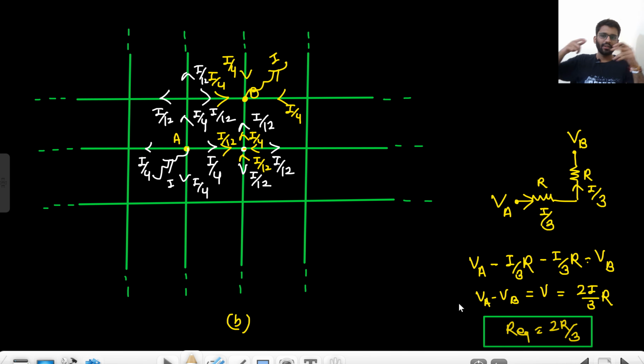I current is getting into it, I by 4, I by 4, I by 4, I by 4. Then I by 4 is getting divided into three parts, I by 12, I by 12, I by 12, right? And then this I current was going out, that means I by 4, I by 4, I by 4 and I by 4, and this I by 4 would be coming from I by 12, I by 12 and I by 12. So basically here we have I by 3 current and here we have I by 3 current. So your VA minus VB is basically equals to 2I by 3 into R. So your R equivalent is 2R by 3. So now the equivalent resistance problem is solved, right?